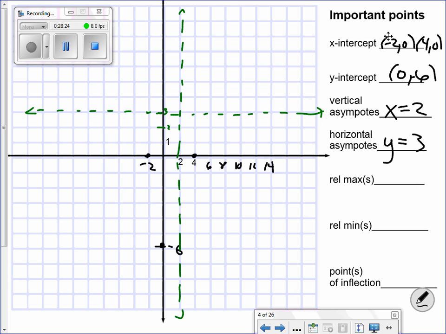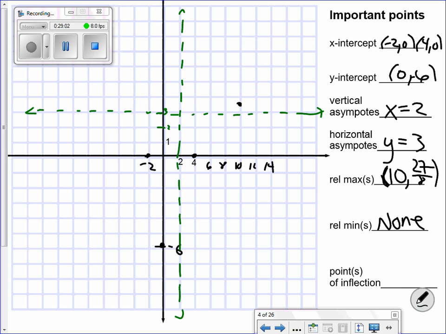Relative max. There was a max: 10, comma, 27 over 8. So when I go to plot that point, it's a little less than 3.5. So 10, 1, 2, 3, so like right here. That's going to be a max. Now min, there was none, right? No.